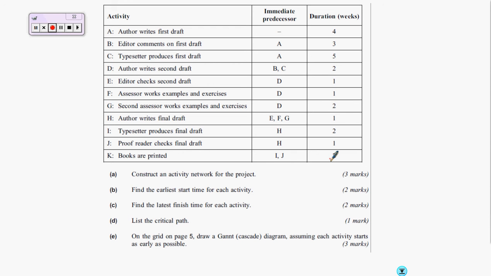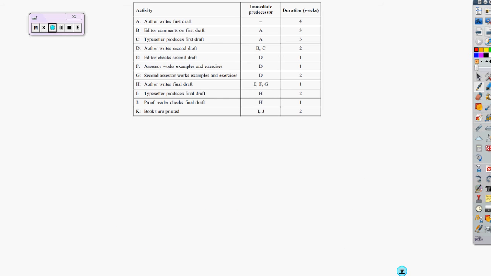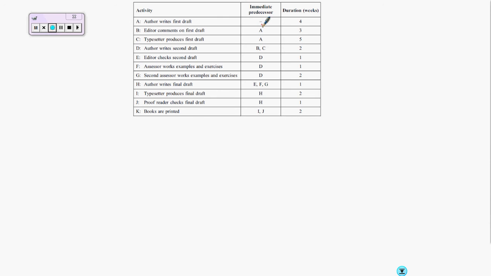And our first question in part A asks us to construct an activity network for the project. So I'm just going to do a rough sketch first to get an idea of what shape it's going to take, and then I'm going to draw it out properly. Looking at activity A first, we see that A has no immediate predecessors, so I'm just going to put an A there for now. Now looking at B, we see B and C both depend only on A. So I can show that with some arrows, B and C. Then D depends on both B and C.